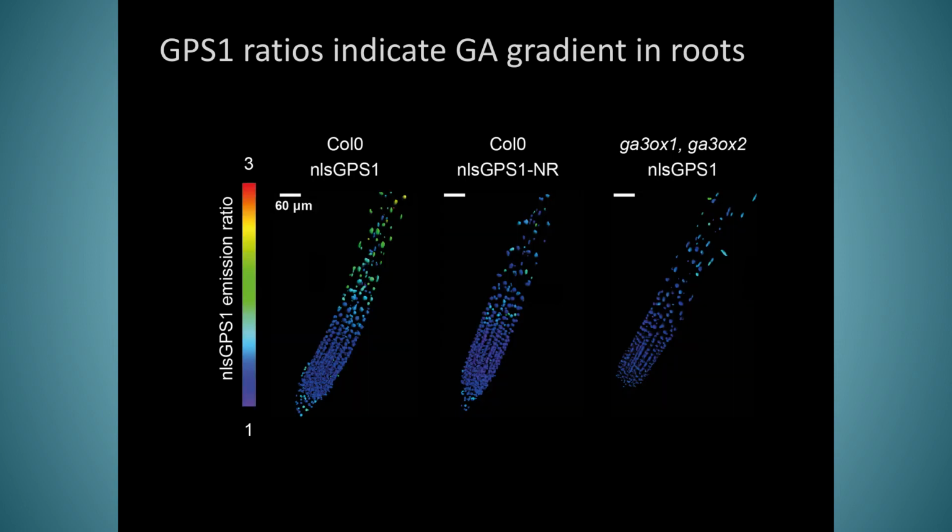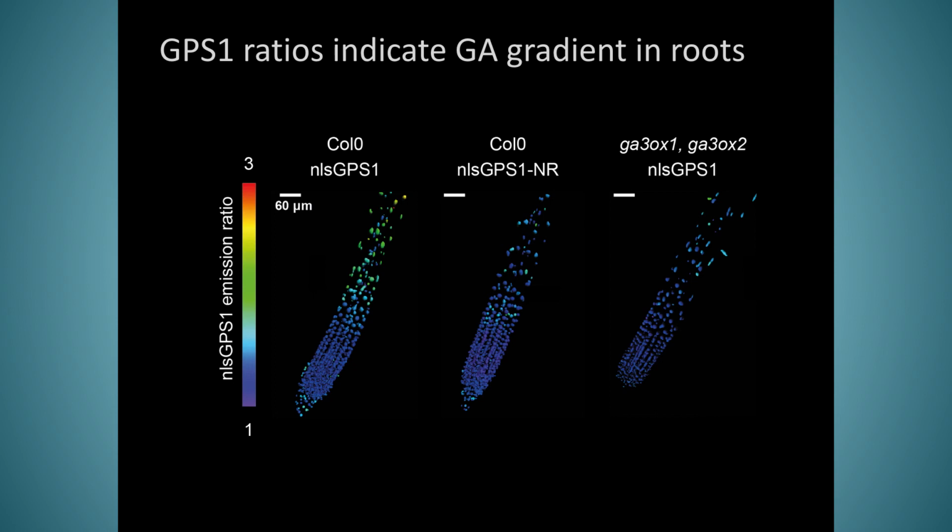And this is just simply actual measurements of cortical cell length through the elongation zone. So what do we see with GPS1? Right about here is the start of the elongation zone, where you can see the nuclei are starting to get farther apart. You can see that as we start the elongation zone, we see lower GA levels, or lower NLS GPS1 emission ratios, grading to higher ratios at the end of the elongation zone. So we actually see the opposite.